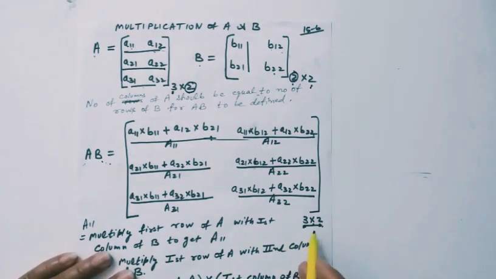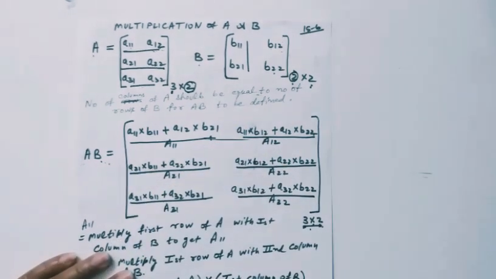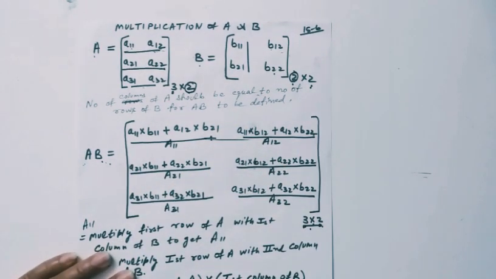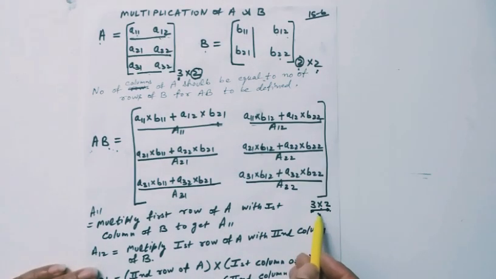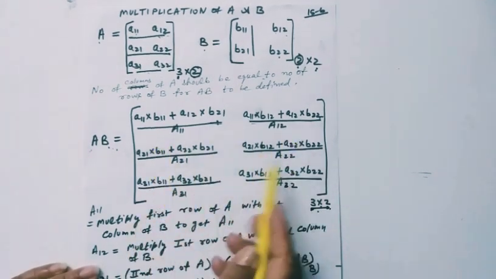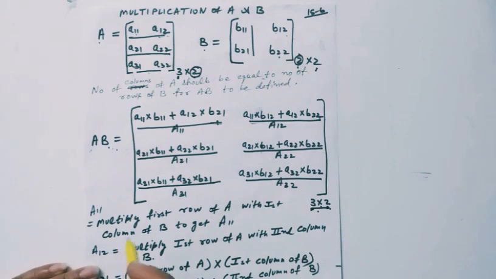So the first step is that you write the order and then you write the structure. So now we have written the order of the matrix AB. I have made 3 rows, you can see, and 2 columns. Now I have to fill these elements.